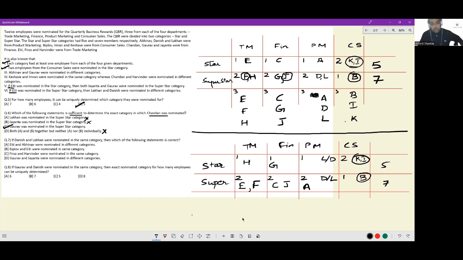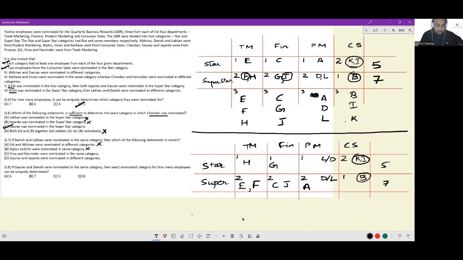Okay. Question 7. If Danish and Lakhan are nominated in the same category, we are only talking of the top case. Danish and Lakhan being together is only possible here. Which of the following statements is correct? EP and Abhinav were nominated in different groups. No, EP and Abhinav are being nominated in the same group. This is wrong. Biplav and EP were nominated in the same category. Biplav is in Superstar, EP is in Star.